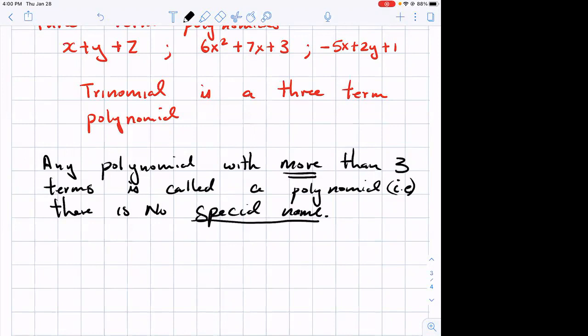So for example, if it's a 4-term polynomial, we don't call it a rectanomial or a squarenomial, right? Rectangle, 4 sides, or square, 4 sides. So if it has 4 terms, we just call it a polynomial. If it has 5 terms, we just call it a polynomial, okay? If it has 1 term, it is still a polynomial, but the unique name for it is a monomial. If it has two terms, it is still a polynomial, but the unique name is called a binomial.